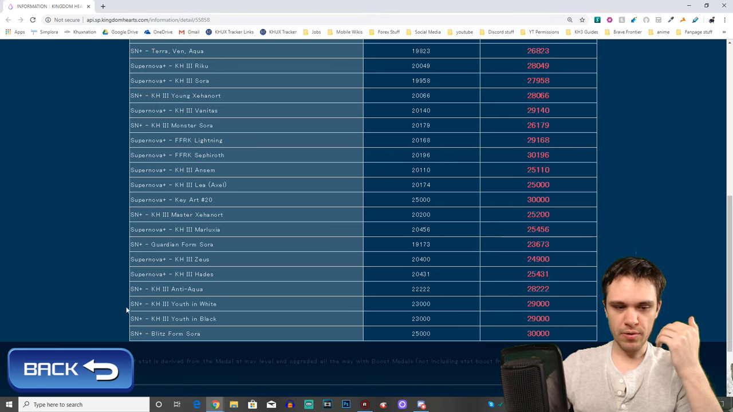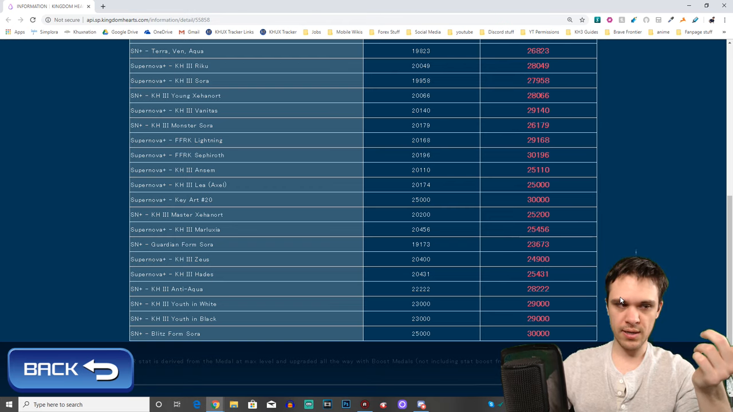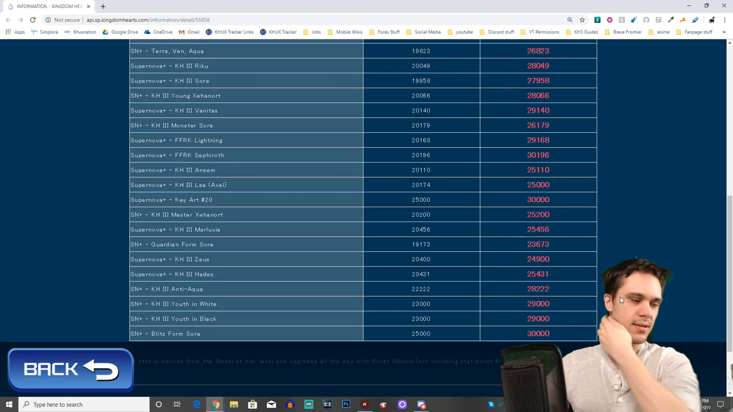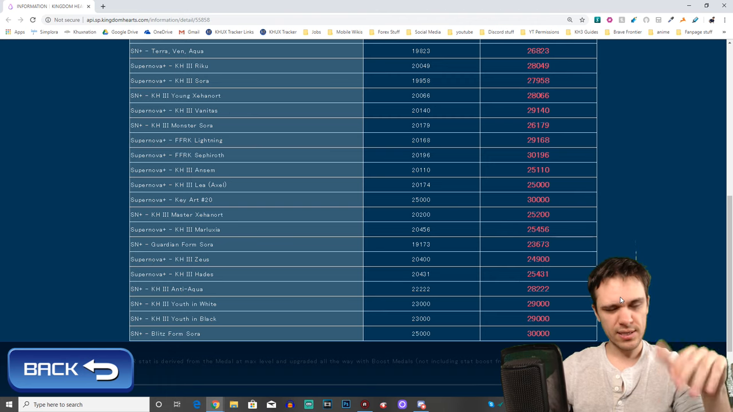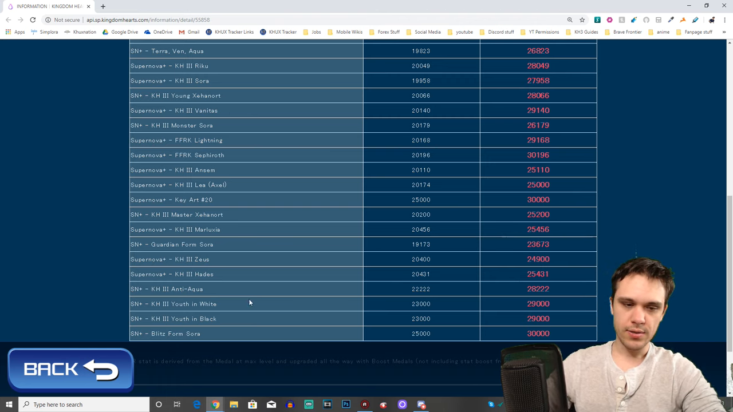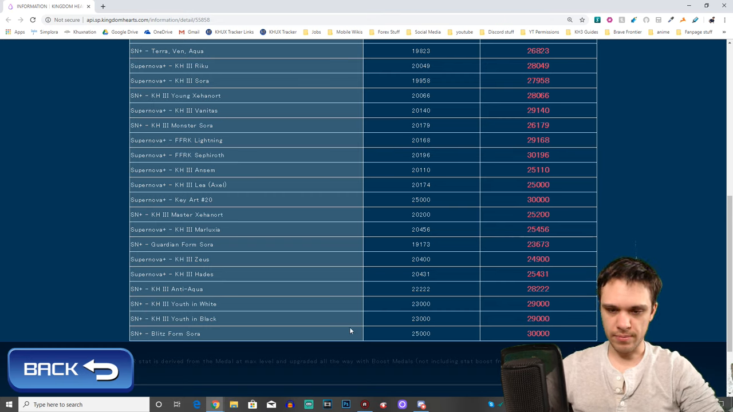Both Youth in White and Youth in Black get really decent upgrades. They're at 29,000 strength, which is really good, especially Youth in White, because Youth in White is the next necessary turtle medal in order to fully turtle now, because he can debuff PSM strength repeatedly. He can stack it, it's not overwrite, so that's really good. They're both really good power medals right now. So that's one thing to make note of.